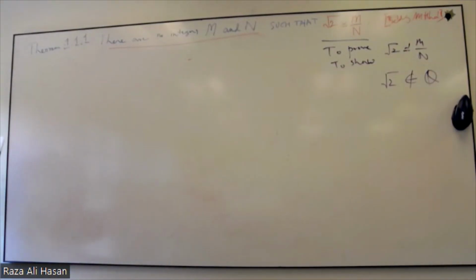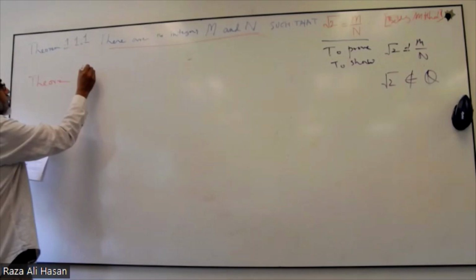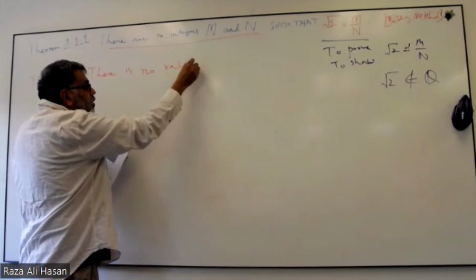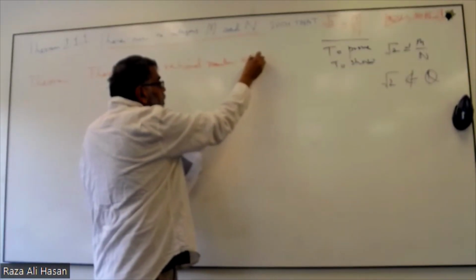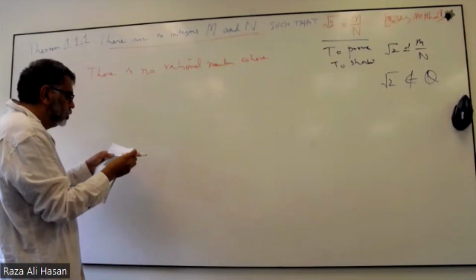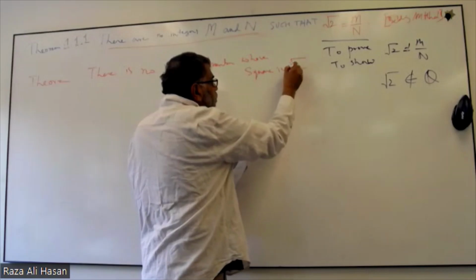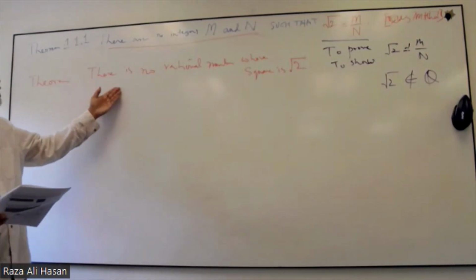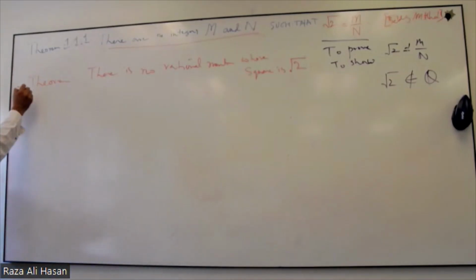Here's another formulation of the same theorem. This is by Mr. Abbott. And he says that there is no rational number whose square is 2. So apparently, this is yet another way to say what Mr. Belding and Mitchell say. So this is from Abbott.